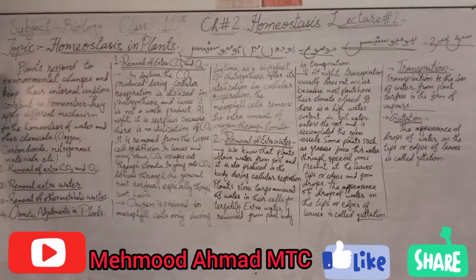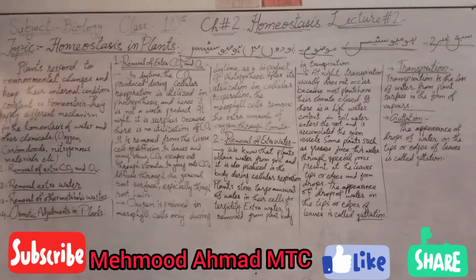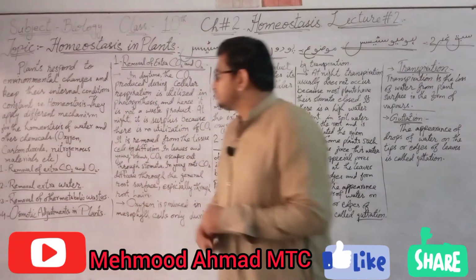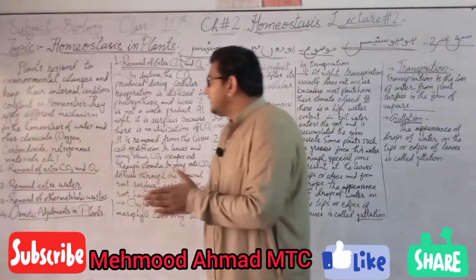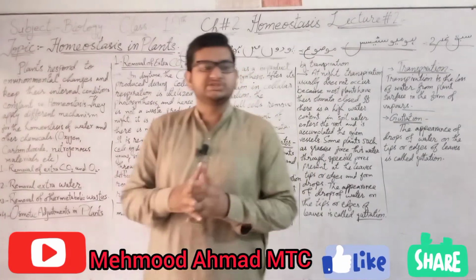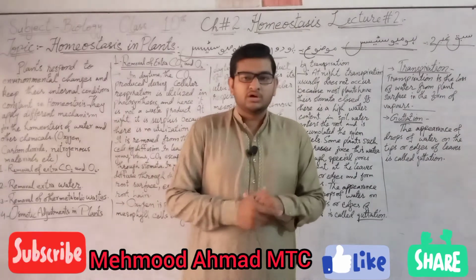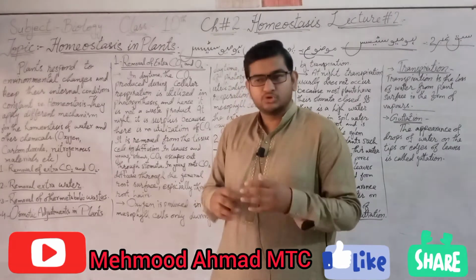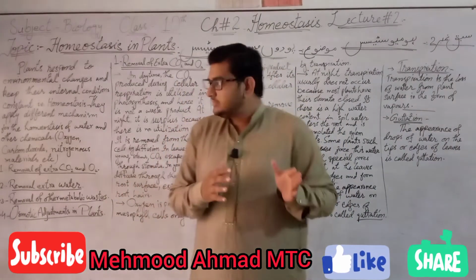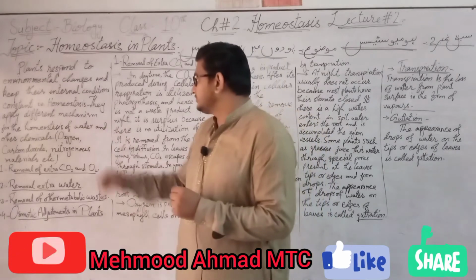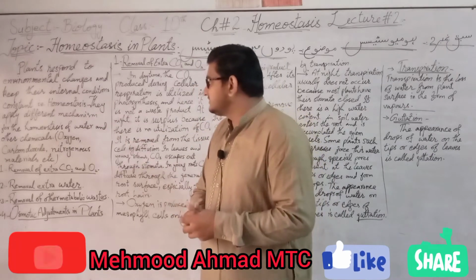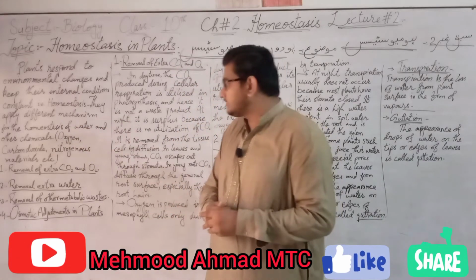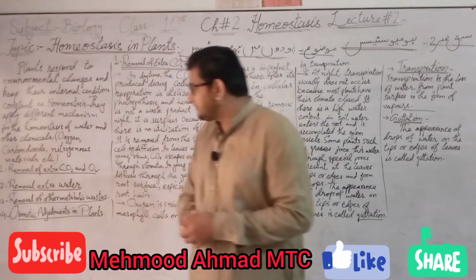As we know that plants respond to environmental changes and keep their internal conditions constant. An example, homeostasis. So the first line says that plants also respond to the environmental changes like we do. So how do they do it is the question. The answer is homeostasis. By homeostasis, plants respond to their environmental changes. They apply different mechanisms for the homeostasis of water and other chemicals like oxygen, carbon dioxide, nitrogenous materials, etc.